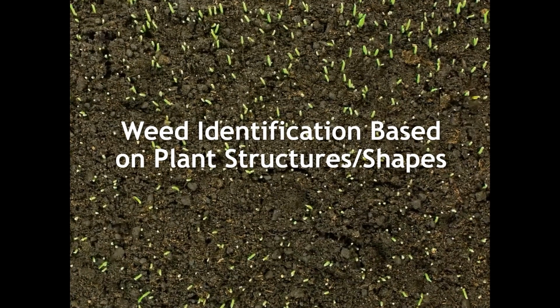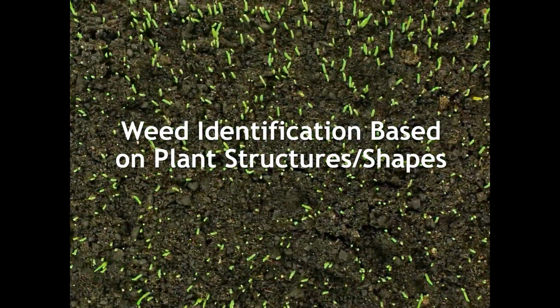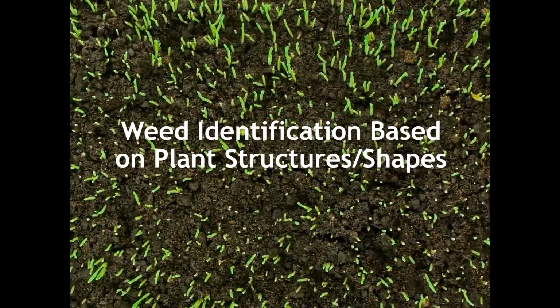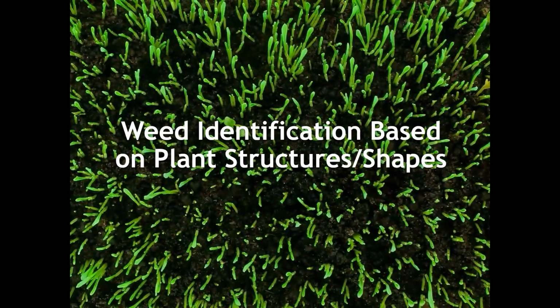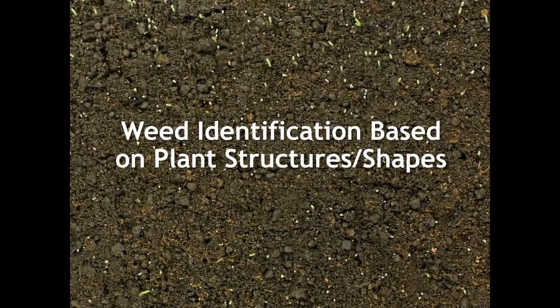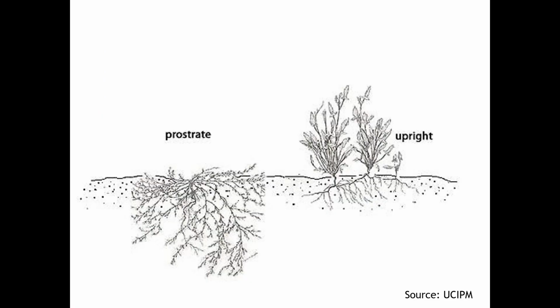Let's look at some of the weed identification basics that we can use for identification purposes, and we will go through some of the structures and shapes that will help us identify the weed. First is the growth habit. Many weeds grow prostrate, whereas some weeds grow upright. So even looking at the growth habit can lead you towards proper identification of these plants.